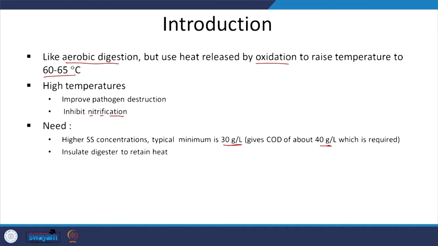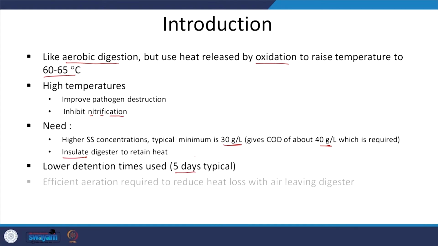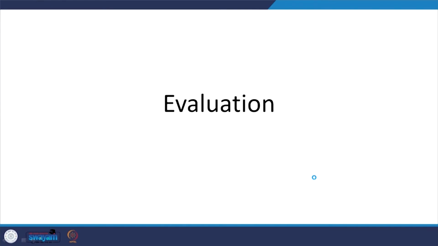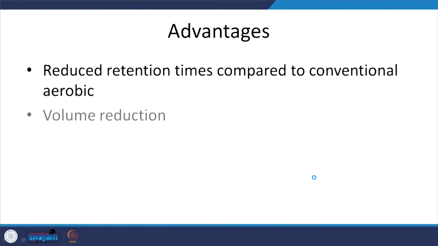And obviously, if I am trying to retain the heat, I have to insulate the digester, right. And because of the higher temperature, kinetics are faster, and that is why retention times are relatively lower. And efficient aeration is required. Why? Because I do not want the heat to escape along with the air leaving the digester. So, again relevant aspects come into play with respect to design and the relevant operation. So, let us quickly look at the advantages. Retention time is relatively lesser. Why? Temperature is higher, volume is reduced.